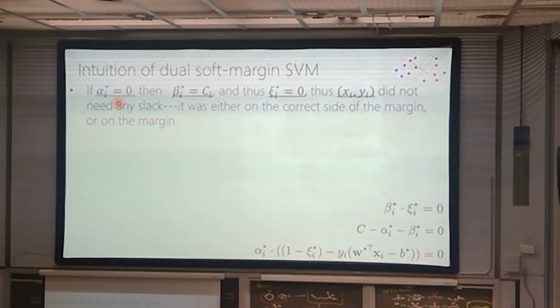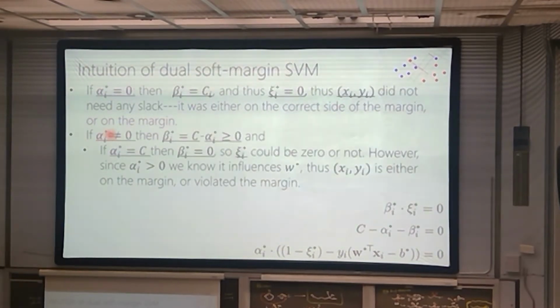Okay, so now let's consider what happens if alpha is not equal to 0, and there's going to be two cases here. One is when it's equal to C, and one is when it's not. So if alpha is not equal to 0, then just rearranging these, B is equal to C minus alpha, and this has to be greater than or equal to 0, because that's the constraint on the dual variable for inequality. It says beta has to be greater than or equal to 0. So, okay, that's this.